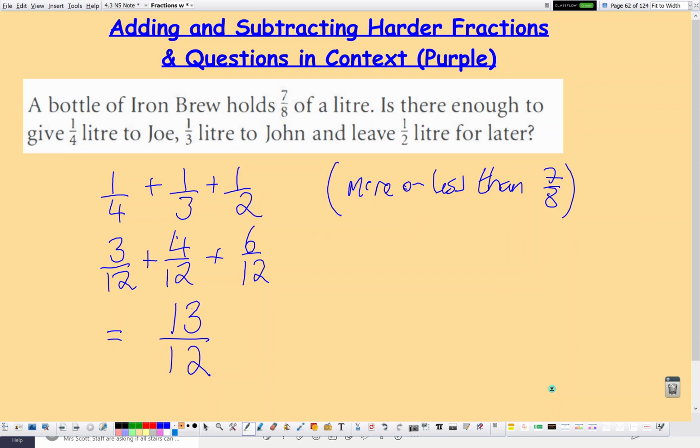So 13 twelfths of a litre is what we have here. Now, it said in the question that a bottle of Irn-Bru holds 7/8 of a litre. Now 7/8 is most definitely less than 1 litre. Okay, 1 would be 8/8 in this case. So if our fraction has a value of basically any more than 1, then therefore there won't be enough.